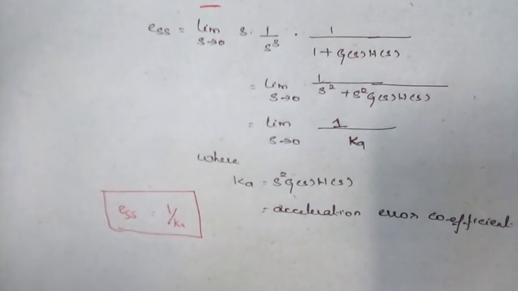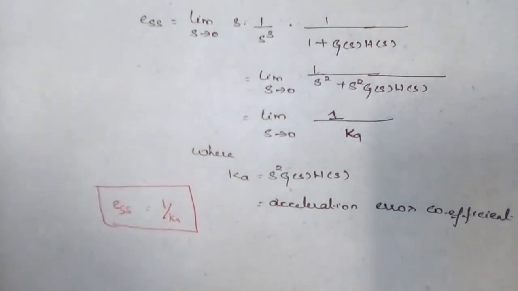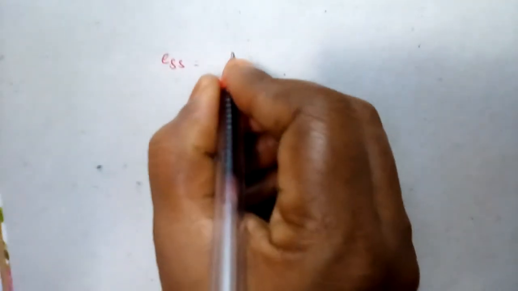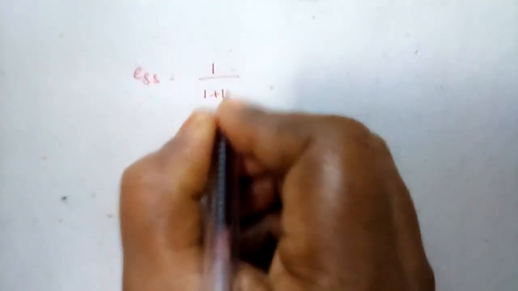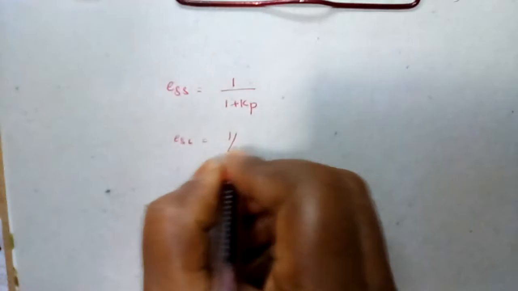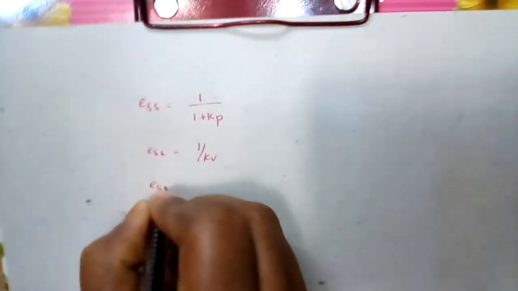We have discussed the type 0, type 1 and type 2 systems, and for the different types we need to discuss which error coefficient is applicable. Okay, so let us discuss once again from the starting. For the positional error, the steady state error is given by 1 divided by 1 plus Kp, for the velocity error the steady state error is given by 1 divided by Kv, and for the acceleration error ess is equal to 1 divided by Ka.